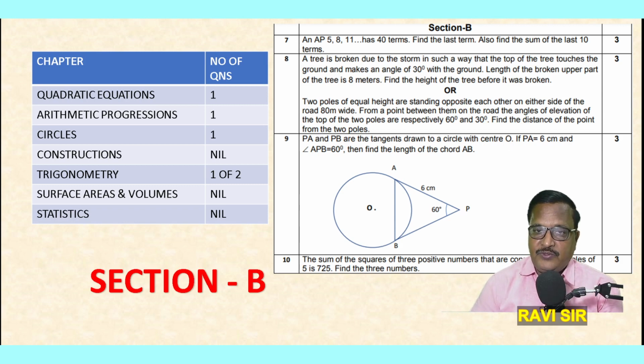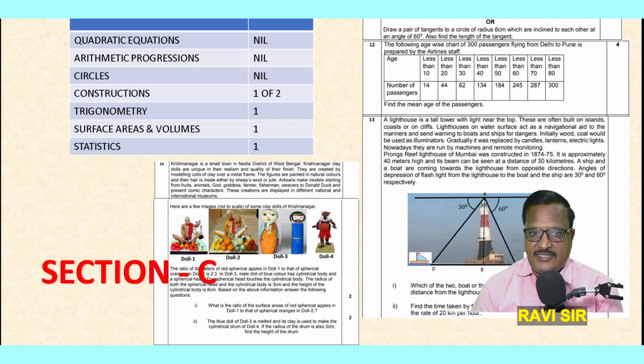So I suggest you concentrate more on 3 marks and 4 marks questions so that you will get more marks. Let us go to section C also. Section C, again situation based, case study questions are there. So questions 11, 12, 13, 14, right? So 4 questions will be there, 16 marks total in section C.